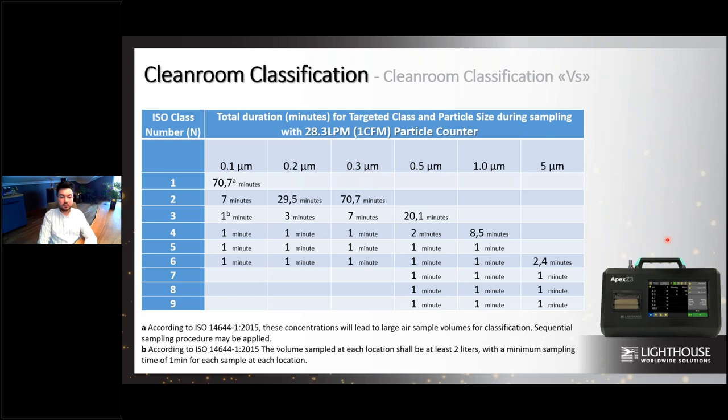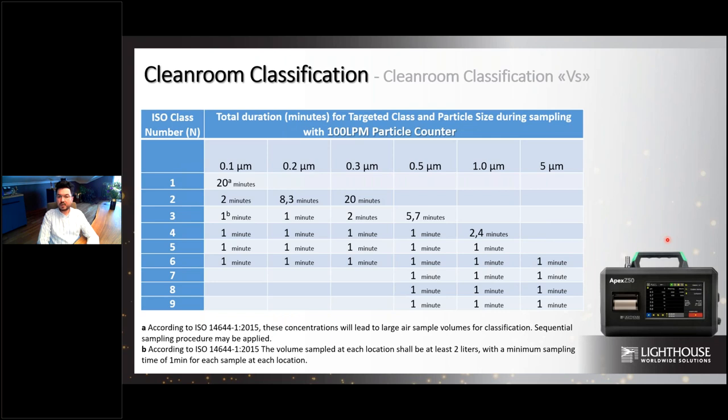Keep in mind, for example, you have an ISO Class 4 cleanroom and you are sampling 1 micrometer and larger particles in that location. If your particle counter says 8.5 minutes, the minimum sample volume is 1 minute. You cannot take a 1 minute sample and multiply it by 8.5, because the normative calculation here has to provide a minimum sample volume. So you cannot take less than a minimum sample volume and multiply it with a function. That's why, with this table, you have to follow the minimum requirements.